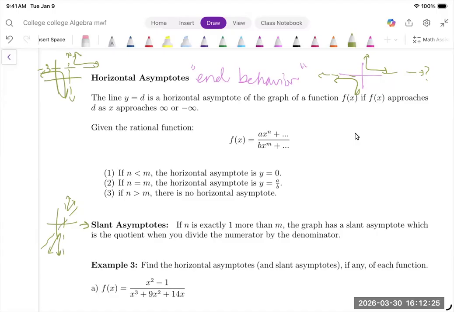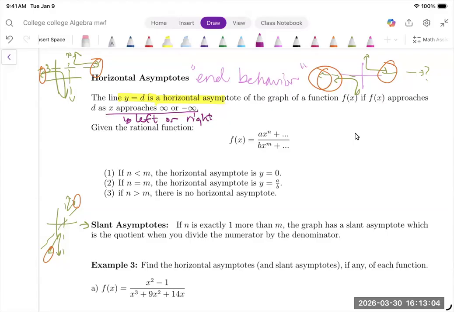When I say end behavior, again, we mean at the end, what's going on? Where are we going off to? That's what we mean by horizontal asymptotes, aka end behavior for a rational. The line y equals b is a horizontal asymptote, because y equals a constant is a horizontal line. So for the graph of f of x, if f of x approaches d as x approaches positive or negative infinity, this is just a long-winded way to say left or right.